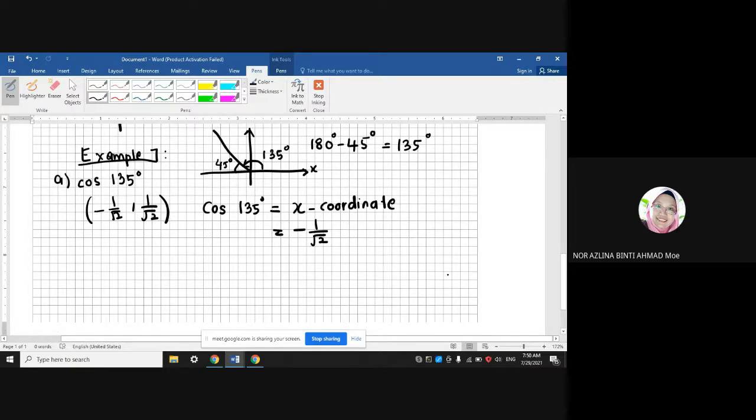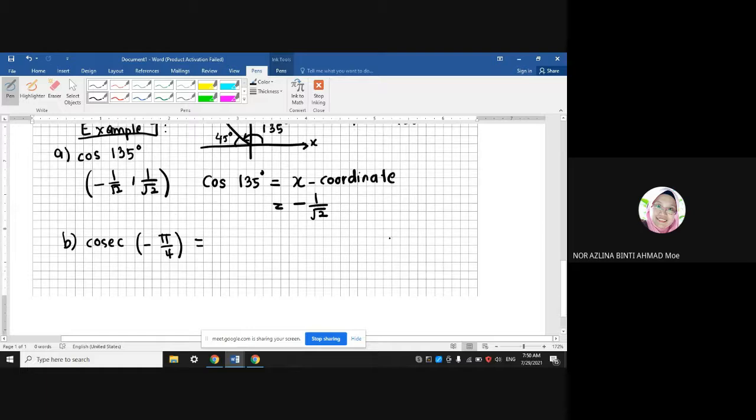Next, B. Cosecant negative pi over 4. Okay, class, better we change the radian. This is pi in radian. The radian into angle. So how to change radian into angle? Okay, yesterday we used a formula. We solve using the formula. Multiply by 180 over pi. So this is 45 degrees. So we know cosecant negative pi over 4 is cosecant negative 45 degrees.